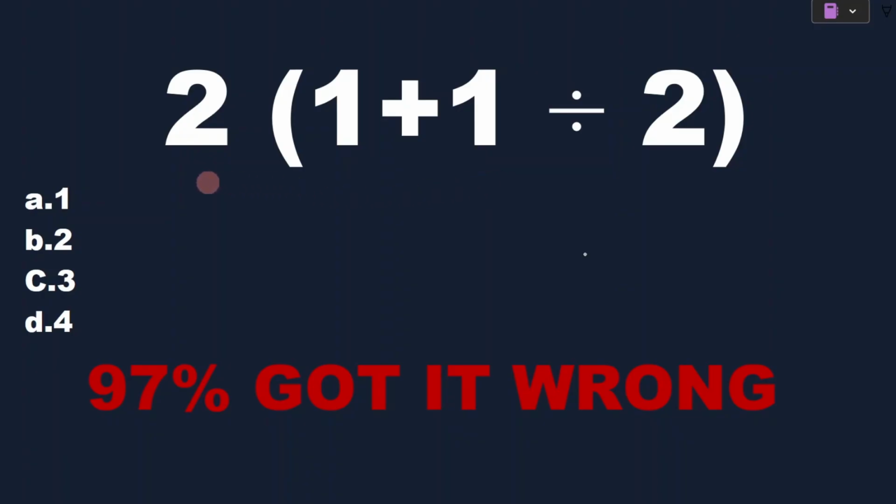Now, we have 2 times the parenthesis, and inside this parenthesis, we have 1 plus 1 divided by 2. So many people got these answers wrong, and they solved it differently. Some solved it this way: 1 adds to 1 to give them 2, 2 divided by 2 to give them 1. They will now have 2 multiplied by 1 to give them 2.